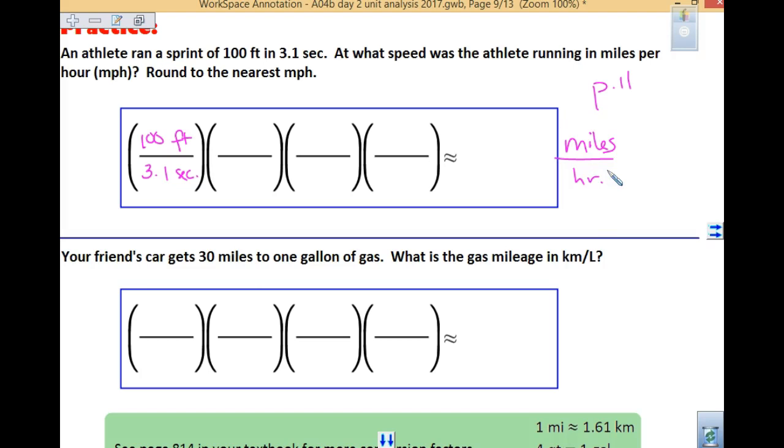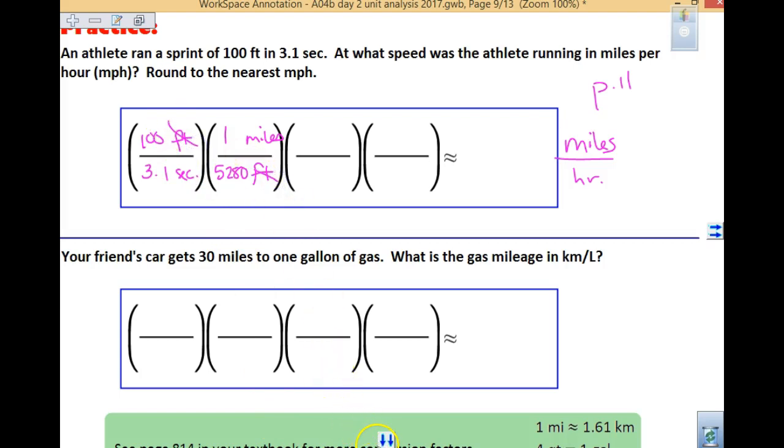Okay? Miles per hour. Zach, which one do you want to eliminate first? Time or the distance? Distance. So I got to go feet. I need feet converted to miles, which means I need to put my unit feet in the denominator and I need to put miles in the numerator. 1 mile is to 5,280 feet. As I look at this right now, I can currently cross off my units feet.